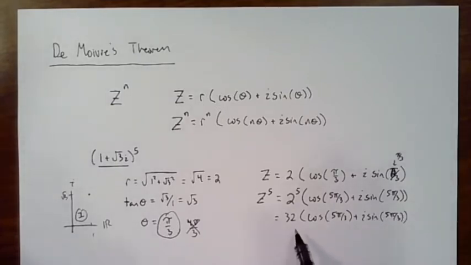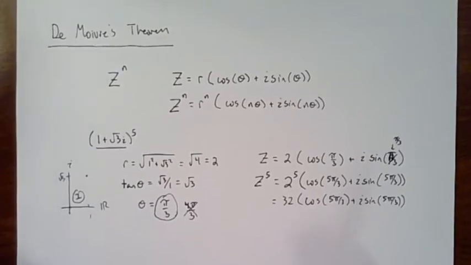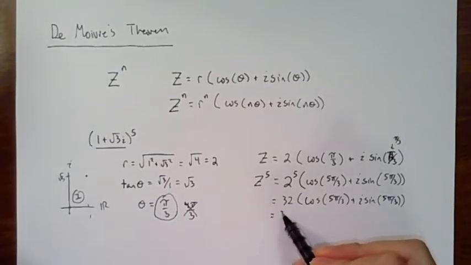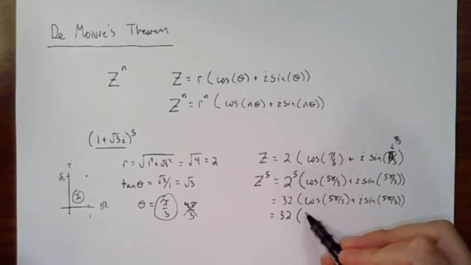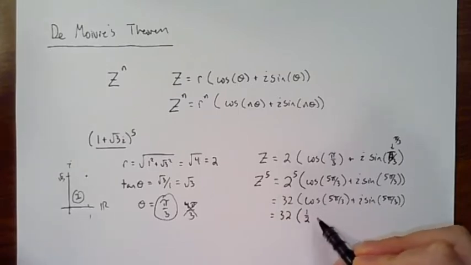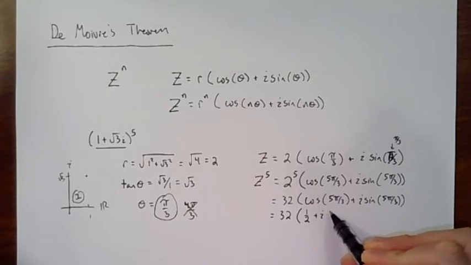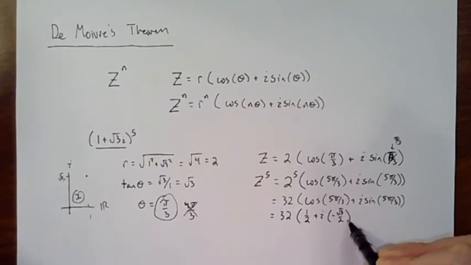Now this is a totally valid trigonometric form of the solution. Sometimes they want you to leave it in trigonometric form, in which case we're done. But if they want you to go all the way down to standard form, we just keep going a little bit and simplify. So we'll carry our 32 down. Cosine 5 pi over 3 is 1/2. We get that from our unit circle. Sine 5 pi over 3 is negative root 3 over 2.